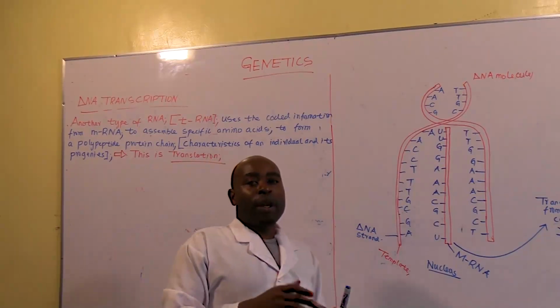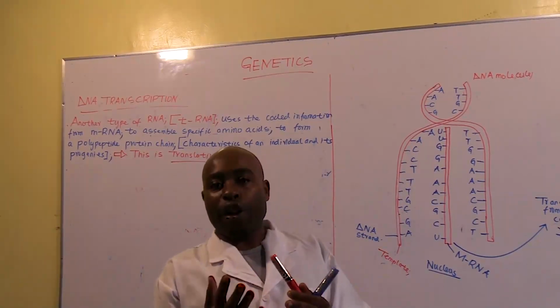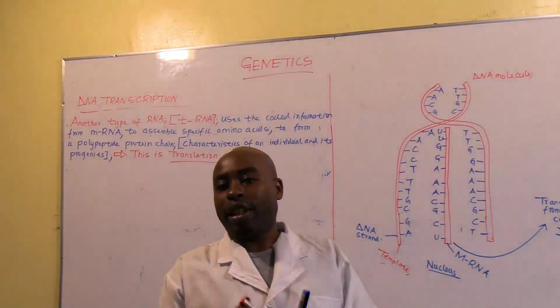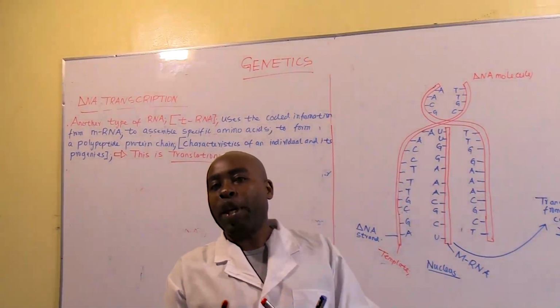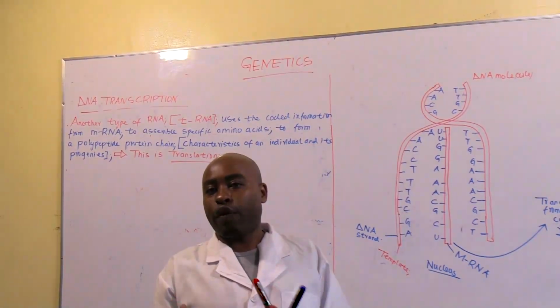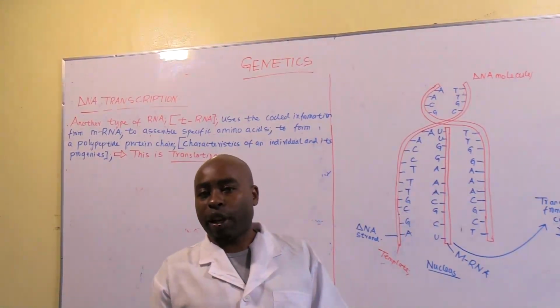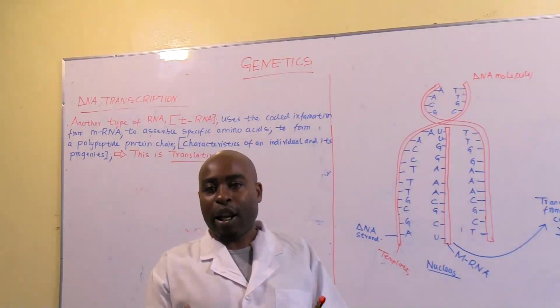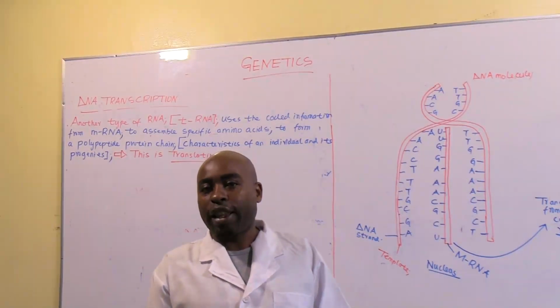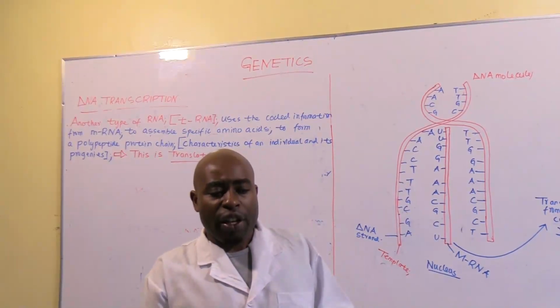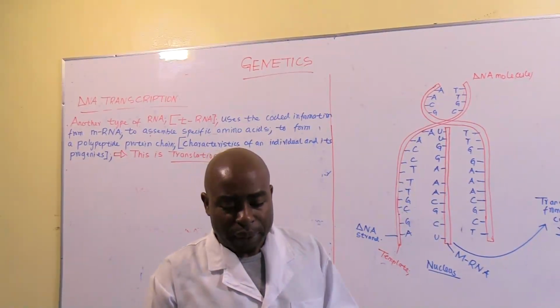So in transcription, messenger RNA carries the coded information from the DNA, from the nucleus to the cytoplasm. Then once in the cytoplasm, the coded information from the messenger RNA will be used by the tRNA, transfer RNA, to assemble specific amino acids to form the structural properties. That is now the polypeptide chain, and that is now translation.